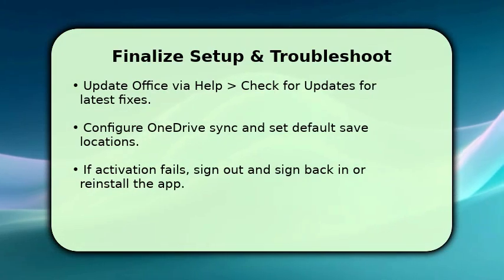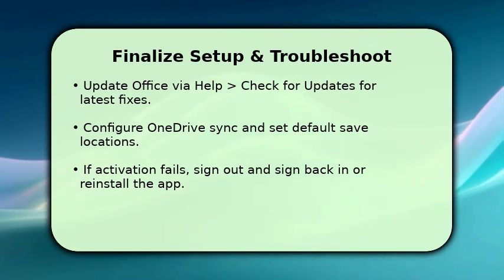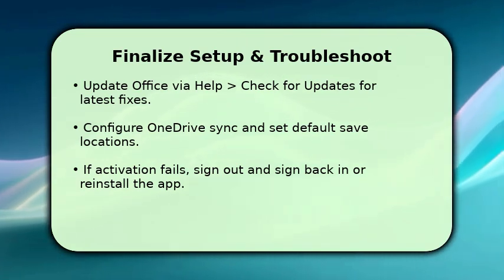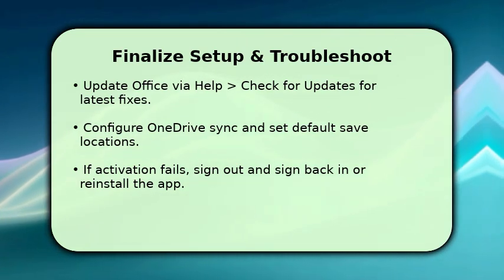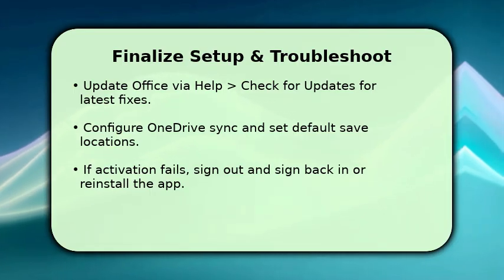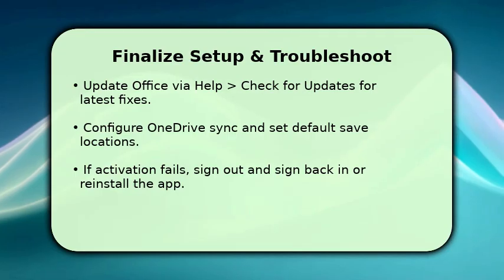Finish by opening an Office app and installing any updates through Help, Check for Updates, so you have the latest security and features. Next, configure OneDrive sync and set preferred default save locations to avoid losing files.